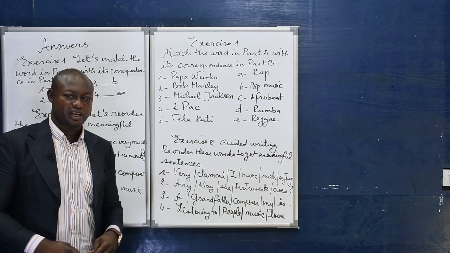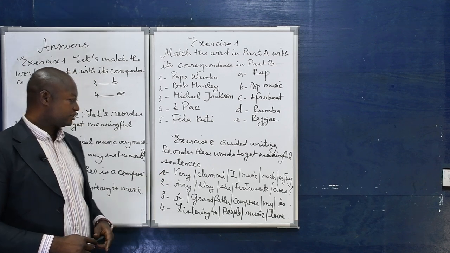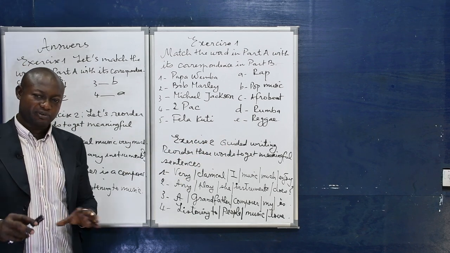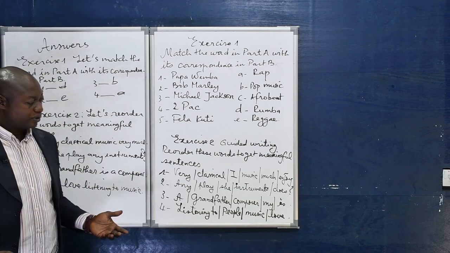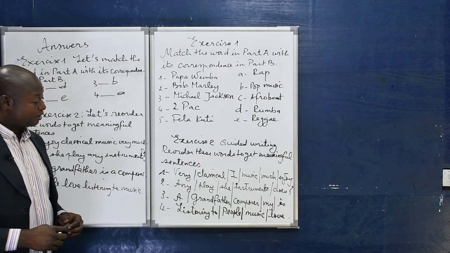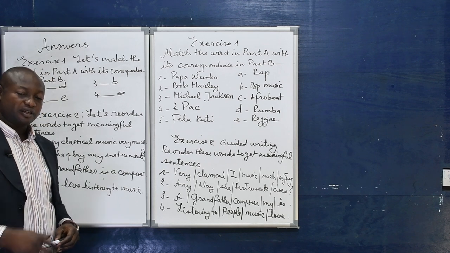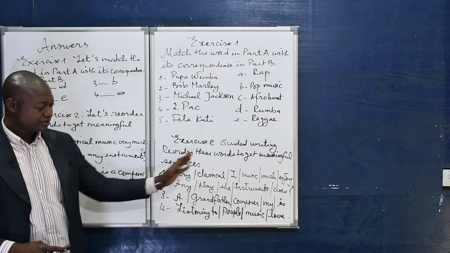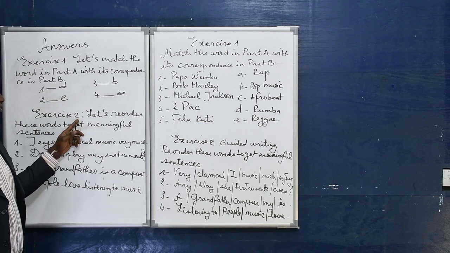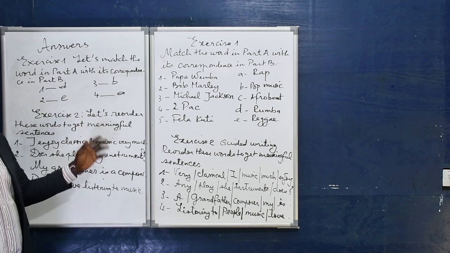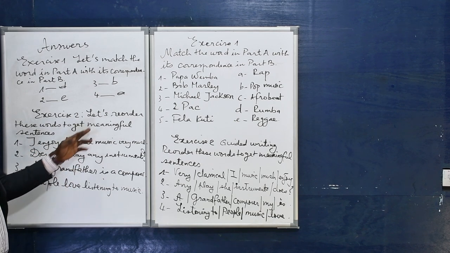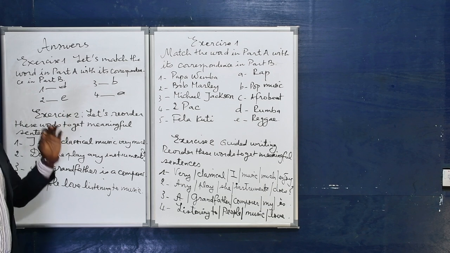Okay, let's move to the last exercise. As I said, the next exercise is entitled Guided Writing. It's like a short paragraph with words in disorder, okay? And a learner is asked to put them in order to get meaningful sentences. C'est-à-dire ici, on nous demande donc de mettre ces phrases en ordre. Exercise 2. Let's reorder, ça c'est la meilleure façon de répondre à l'exercice ou à la question. On dit, let's reorder these words to get meaningful sentences.